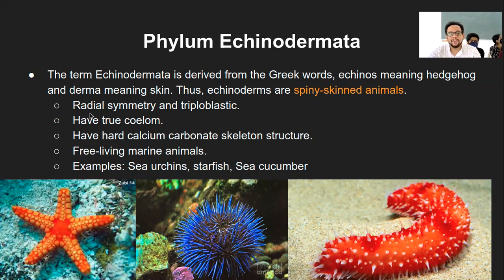The very special characteristic of this is the radial symmetry. That means they cannot be bilaterally symmetrical. This is like a circle, and along the radius they can be segregated into many parts. So that's radial symmetry of this organism. And they are again triploblastic, that means they are developed from three germ layers. They have a true coelom, that is the true body cavity. They have hard calcium carbonate skeleton structures on the outer part of their body. These are mostly free-living marine animals. The examples: sea urchin, that is the middle example, starfish you would know, and sea cucumber, the last picture. So that is phylum Echinodermata. Main characteristic, radial symmetry, and these are marine triploblastic.